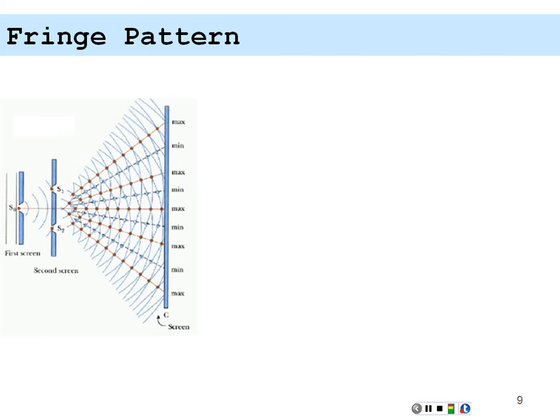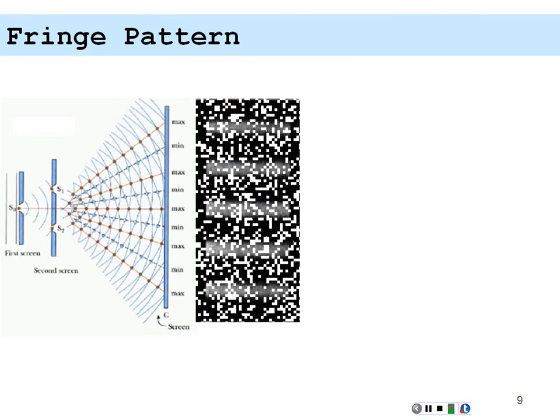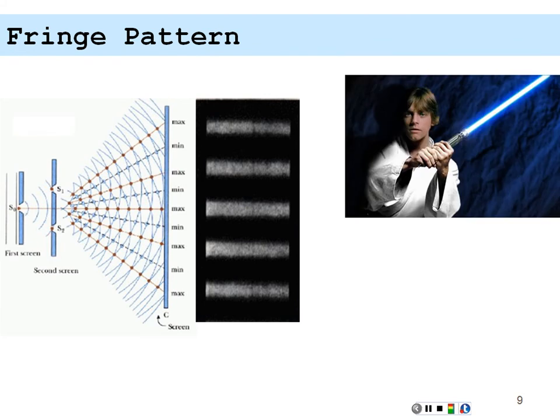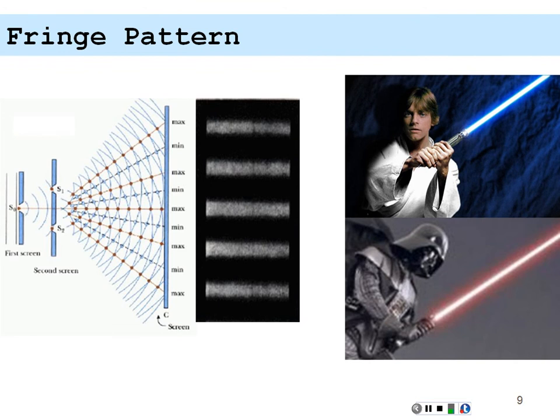So with this kind of construction with Young's double-slit experiment, you'll end up with an interference pattern where you have maximums, points of maximum interference, and minimums, points of destructive interference, where the crest and the trough cancel out. Kind of like the difference between the bright side of the force and the dark side of the force. Kind of like that.